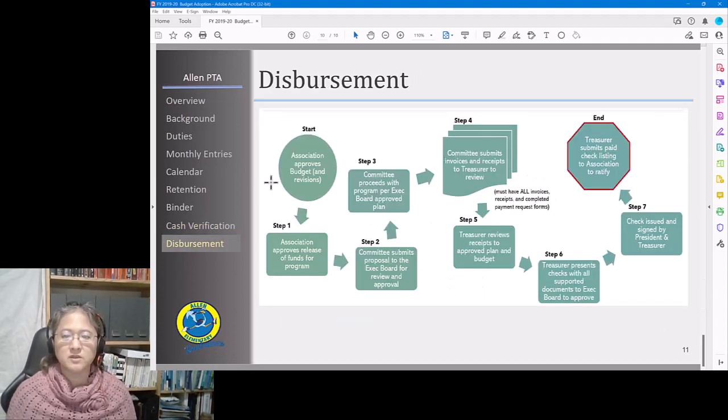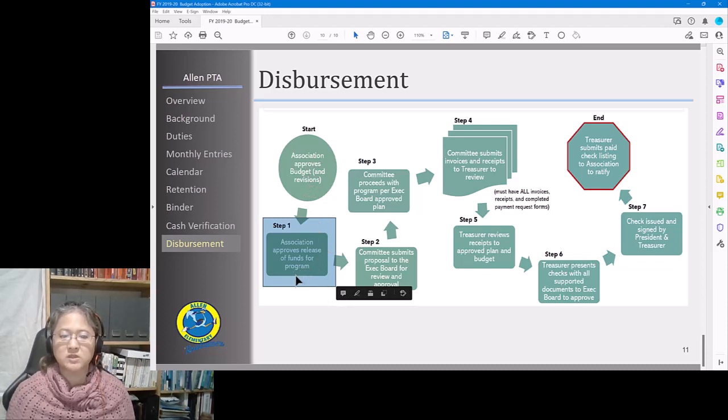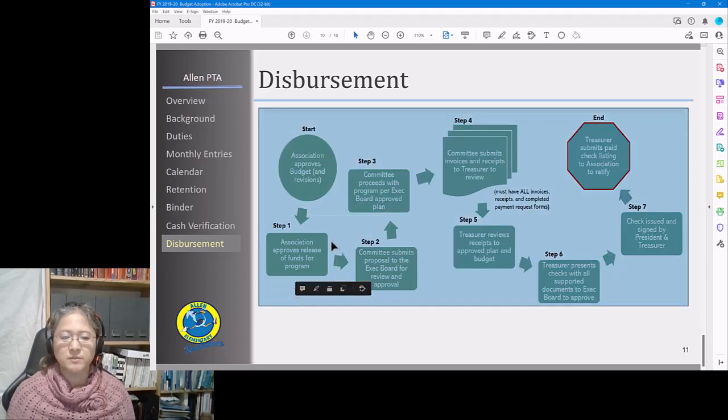Next, the disbursement. This is the entire flow chart. Know that we start here, where the association needs to approve the budget. Even though the budget first goes to the executive board for consideration, approval and amendments, the executive board really has to bring it before the association for approval. And in that same meeting, we go to step 1, which is that the association not only approves the budget, but also needs to approve the release of funds. Without approving the release of funds, we still cannot make any payments.